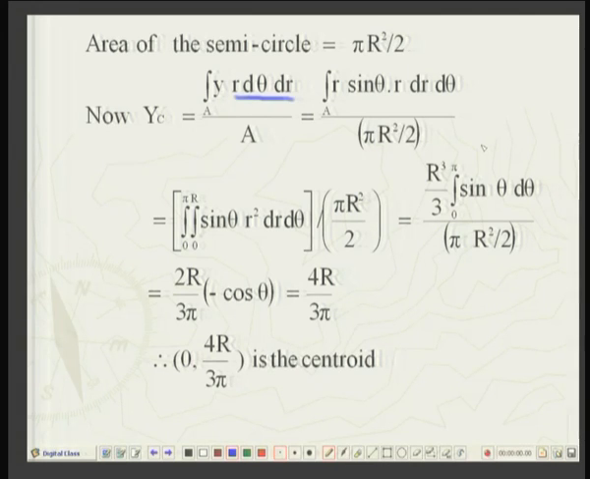We will have the distance, the radius going from 0, that is from the center to the outer periphery, that is the radius capital R, and theta angle going from positive x axis to the negative x axis, that is 0 to 180 degrees or 0 to pi. So, sin theta r square dr d theta divided by pi r square by 2.